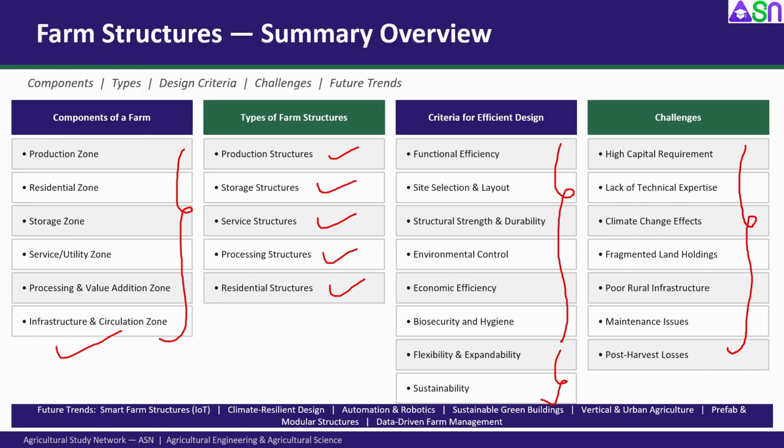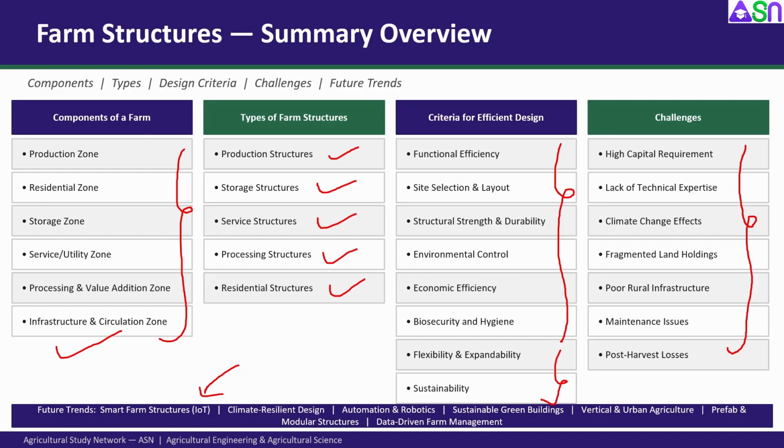Though we have many challenges, the future of the farm structure is very exciting. Smart farm structures that use Internet of Things for real time monitoring and control, climate resilient design, automation and robotics, sustainable green buildings, vertical and urban agriculture, prefabricated and modular structures, and data driven farm management techniques are considered in the modern world. The next step is learning how to design a farmstead properly.